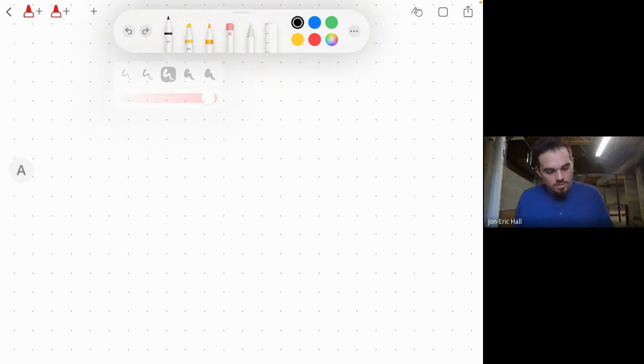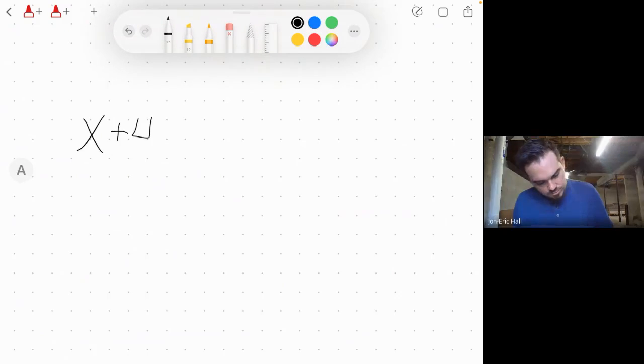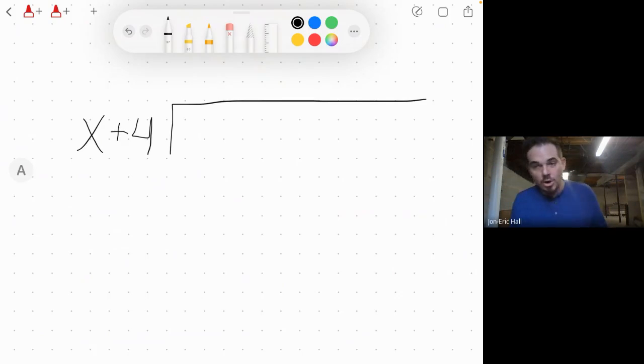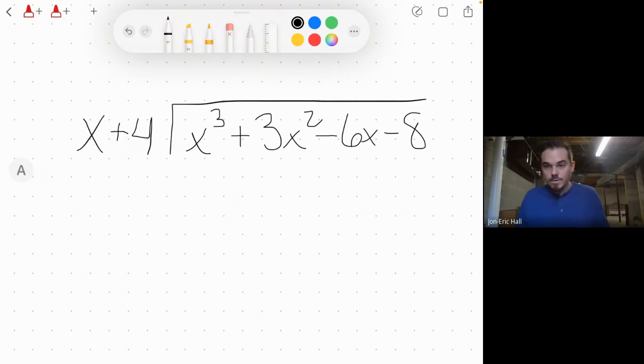All right, so polynomial long division. We know x plus 4 is one of our factors. And we also know the polynomial is x cubed plus 3x squared minus 6x, and then minus 8. If I'm looking at that, I have every x term between x cubed and nothing, so I don't have to fill in any 0 x's.